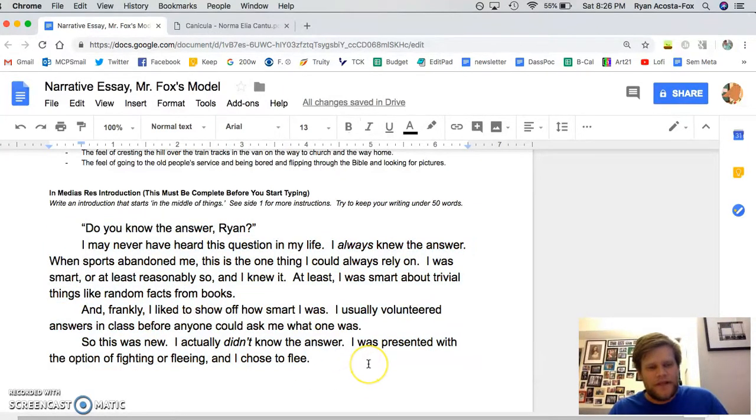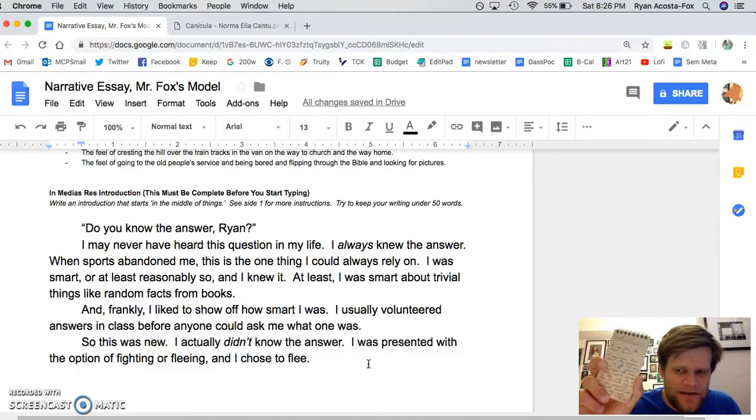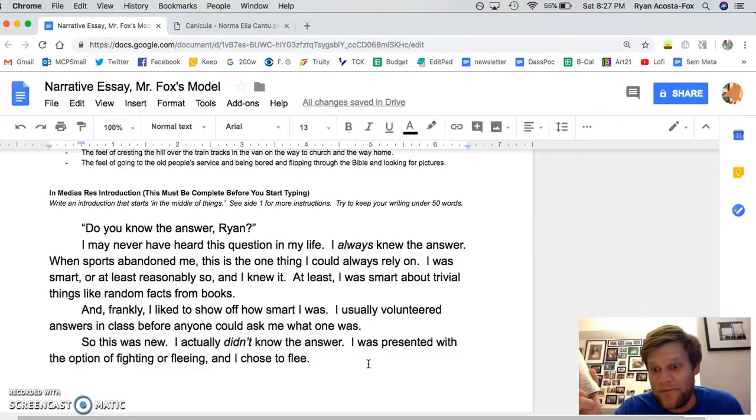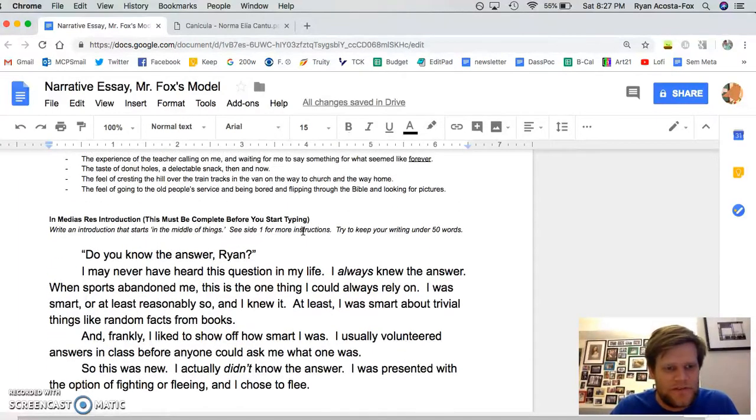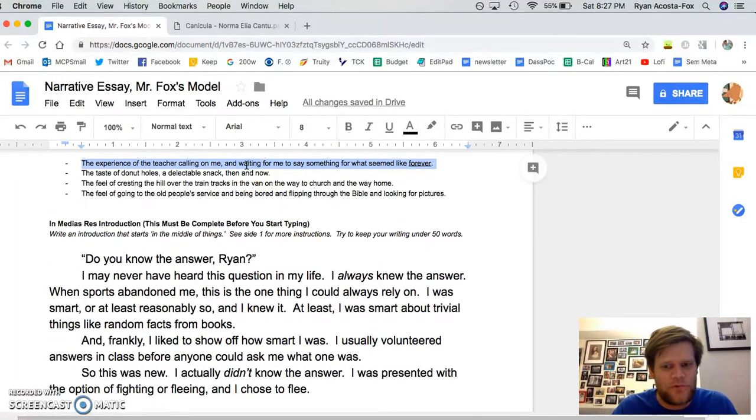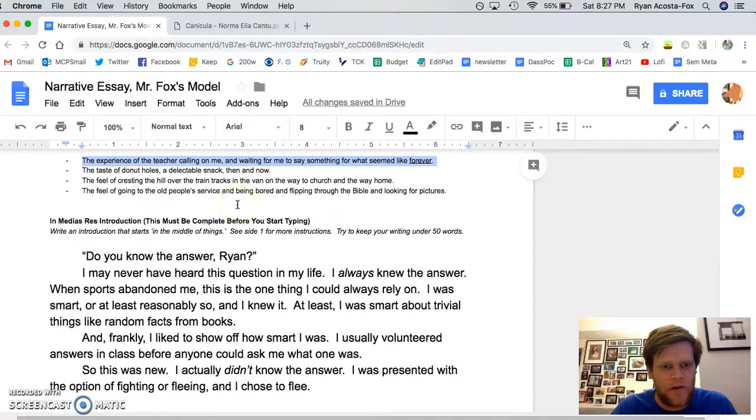So here's what I came up with. This took some brainstorming and some practice, but I had my notebook in front of me and I started making, you'll notice there's crossing out of stuff on there, there's scratches, there's everything. Your planner, which you have, so use it on the back. And here's what I wrote. So starting in the middle, I decided to look at these images. I wanted to talk about this one right here where it says the experience of the teacher calling on me, and then me waiting for what seemed like forever to answer.